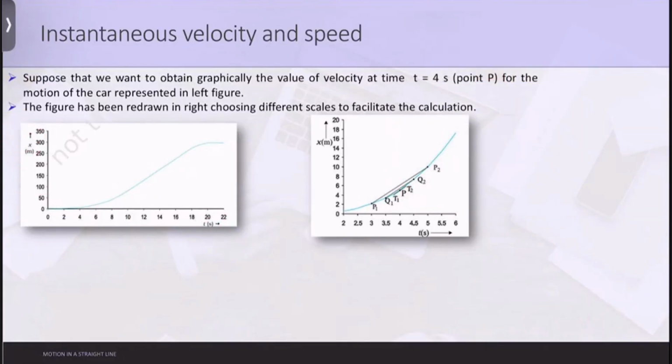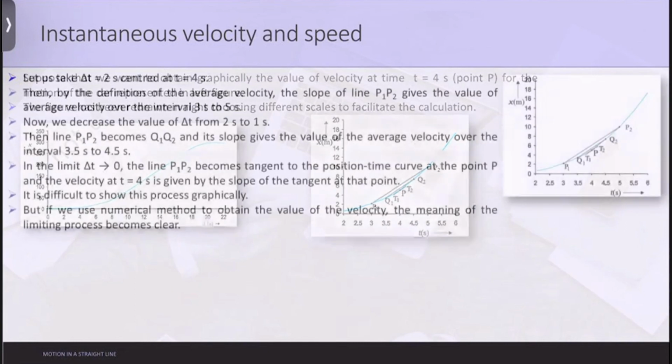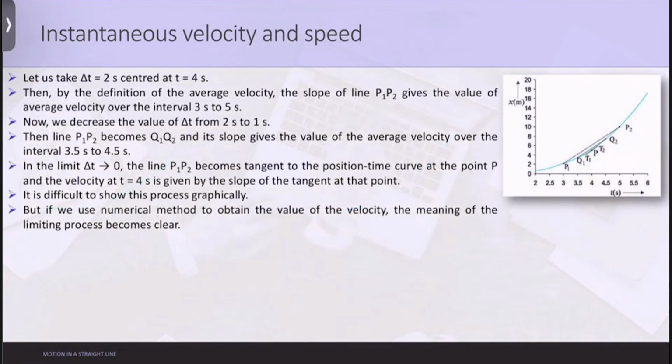The figure has been redrawn on the right, choosing different scales to facilitate the calculation. It has just been magnified here. Now let us understand the situation. Let us first take delta t equal to 2 seconds centered at t equal to 4 seconds. The complete methodology here is just to make you understand the basic crux of why we are trying to reduce the value of the time interval. The explanation I gave on the black screen, in which we decrease the value of delta t, will be understood with much more clarity in this example.